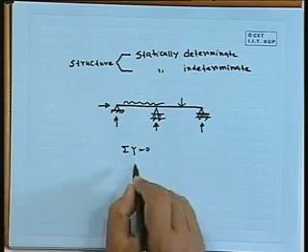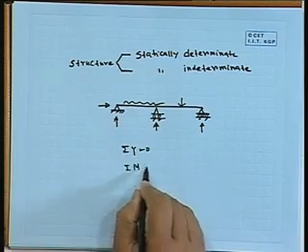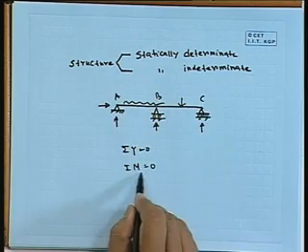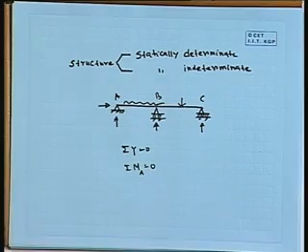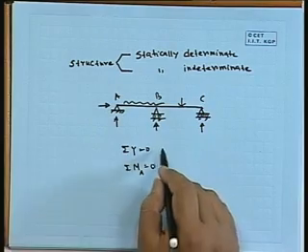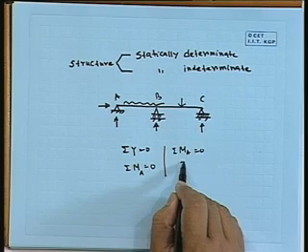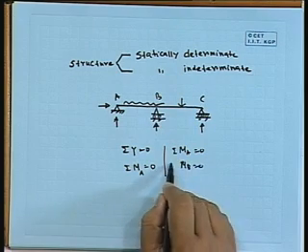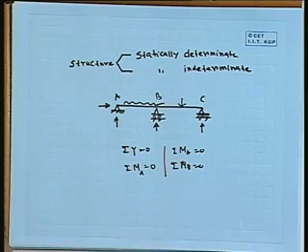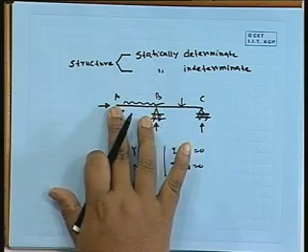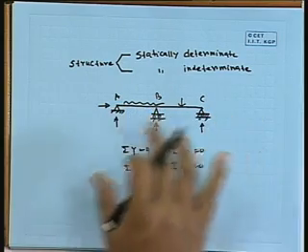An alternative to that: say I write summation of y equal to 0, and summation of moment at any point, say if it is A, if it is B, if it is C, we can take Ma equal to 0. Other option, we can take Ma equal to 0, Mb equal to 0, that also we can do. Say initially that support is not there. So if we take moment about this, we will get one reaction, and if we take moment about that, we will get the other reaction.